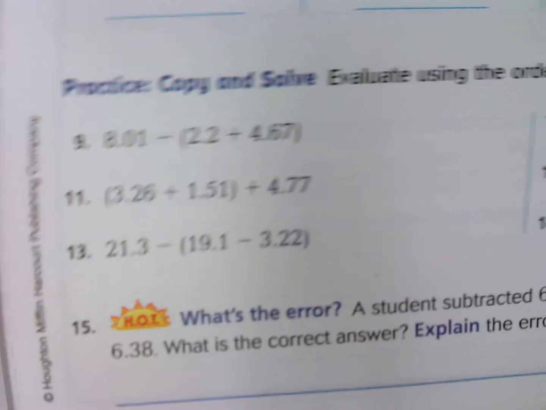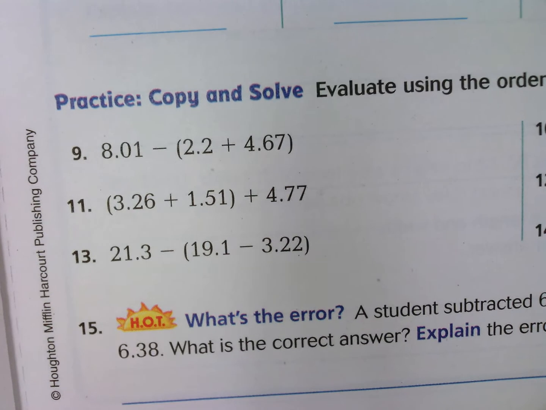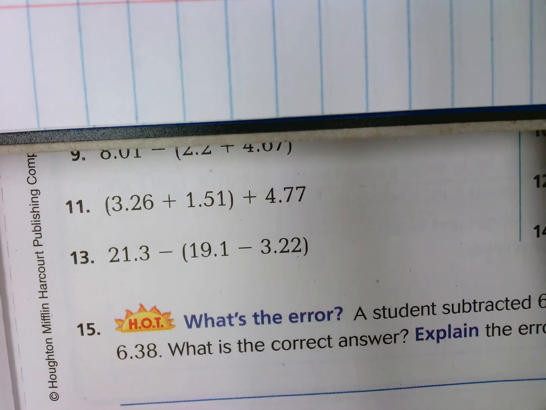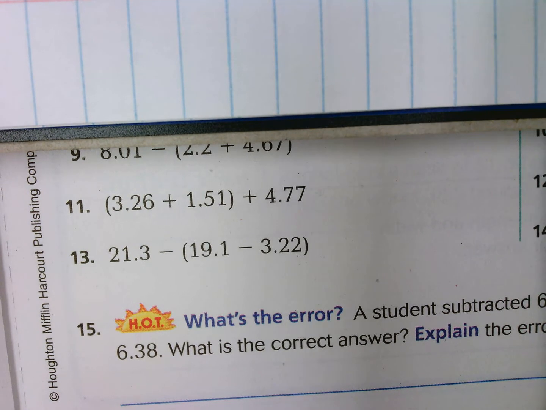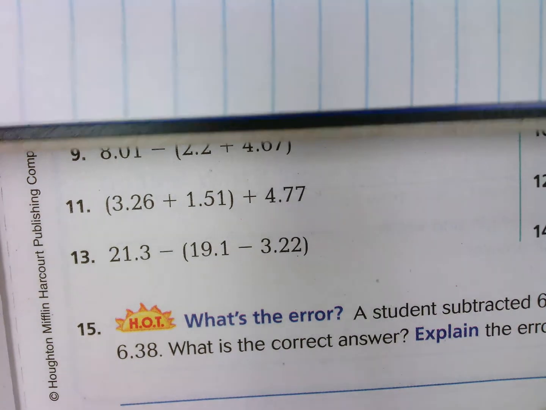So my first direction is copy and solve. So I'm going to copy. I'm going to use my same sheet of paper and copy. I'm copying. You just can't see me copy because I need to be able to look at the problem. I'm going to do number 9. Number 9 is 8.01 minus parentheses 2.2 plus 4.67 parentheses. All right, so I copied that over.